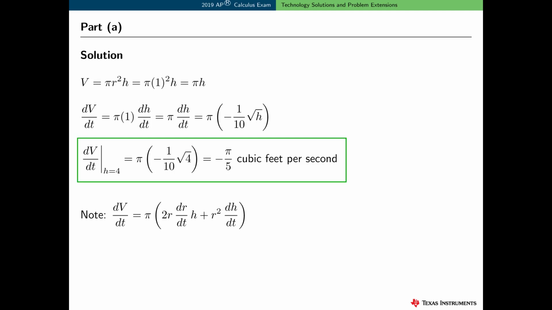Now, all we have to do is evaluate dV/dt at h equals 4. So the volume is changing at a rate of minus pi divided by 5 cubic feet per second.